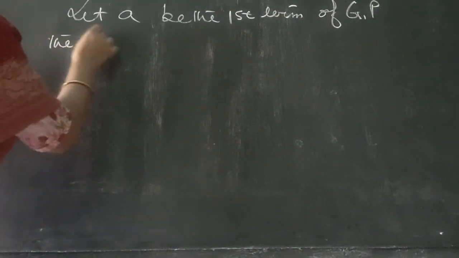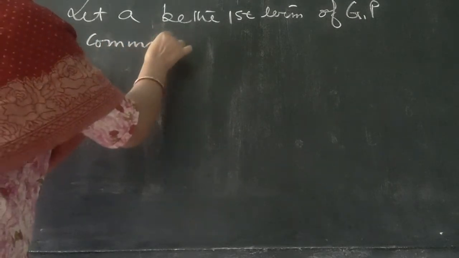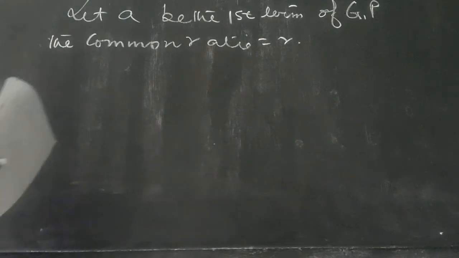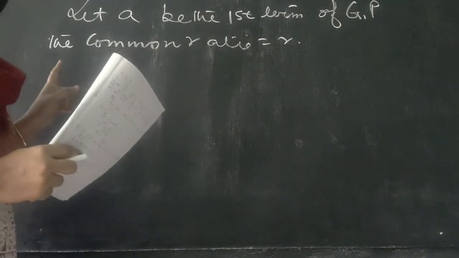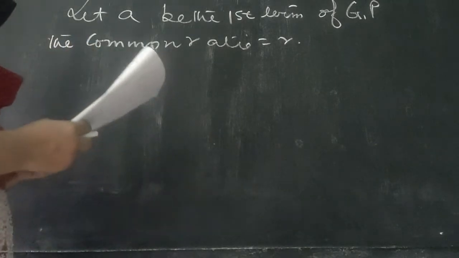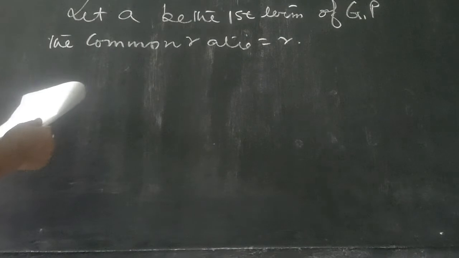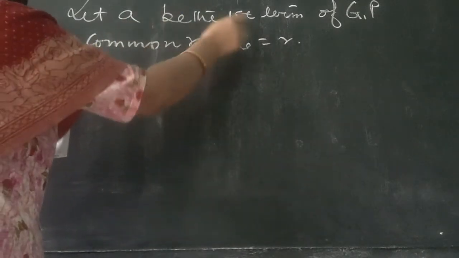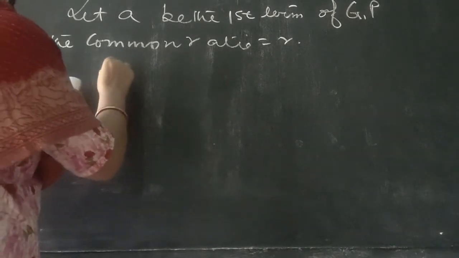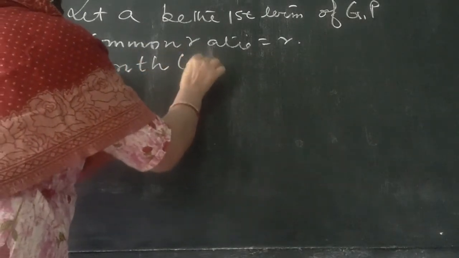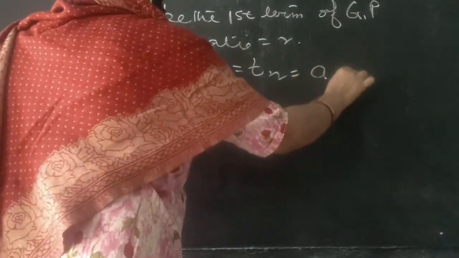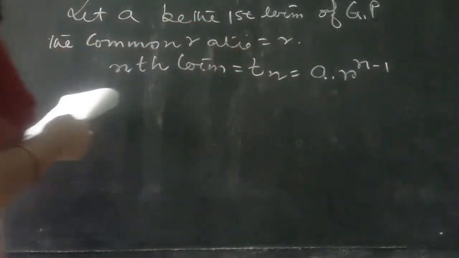The common ratio is equal to R. In AP, I have common difference, and in GP, we have common ratio. Let A be the first term and the common ratio is R, then its nth term Tn equals A R to the power n minus 1.